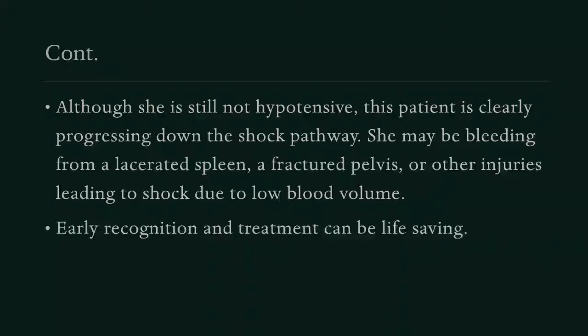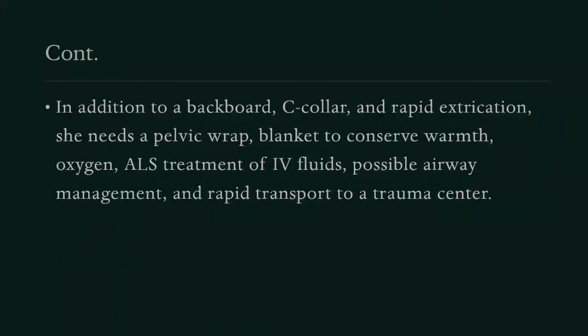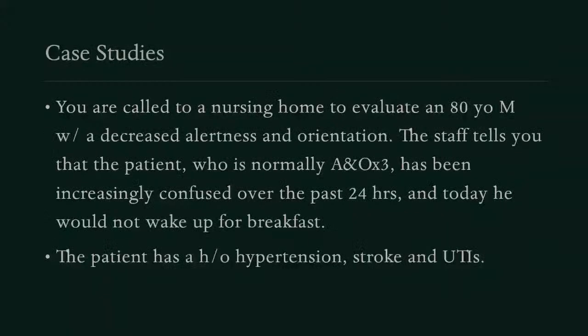And then the mechanism of injury. Early recognition and treatment can be life-saving. In addition to a backboard, C-collar, and rapid extrication, she needs a pelvic wrap. Always put a pelvic wrap on her. A blanket to conserve the warmth, because we talked about hypothermia. Oxygen, ALS treatment with IV fluids, possible airway management, and rapid transport to a trauma center. Good job, you guys.